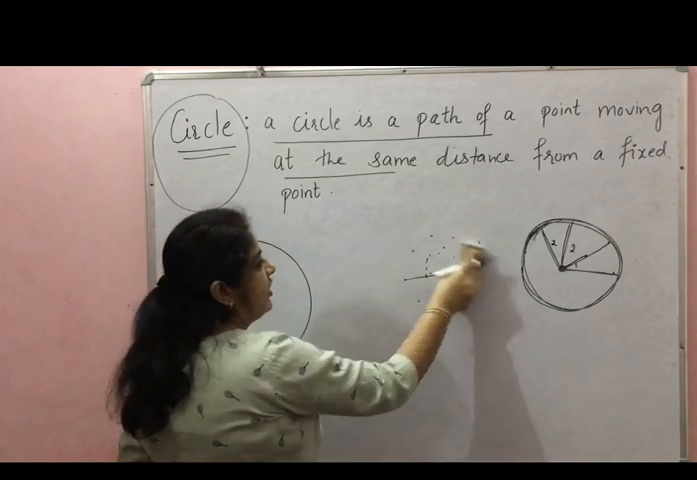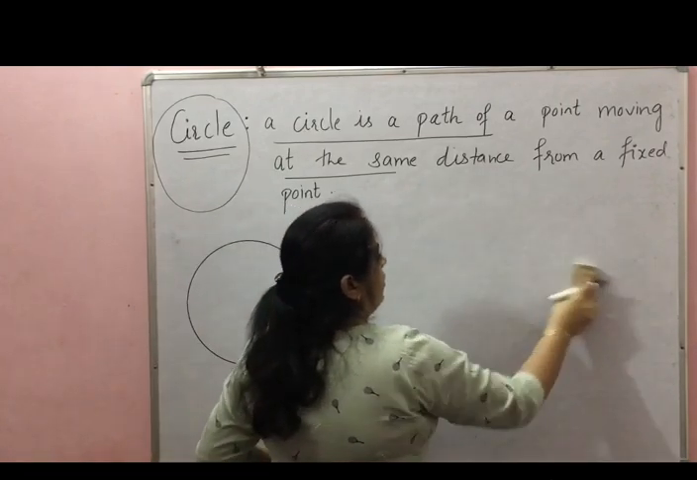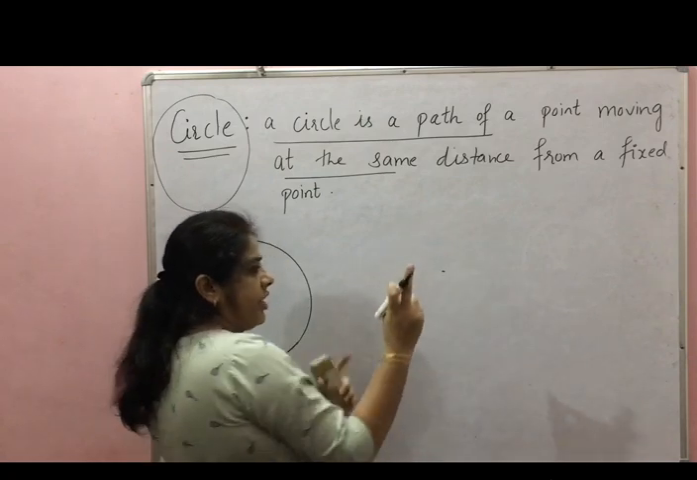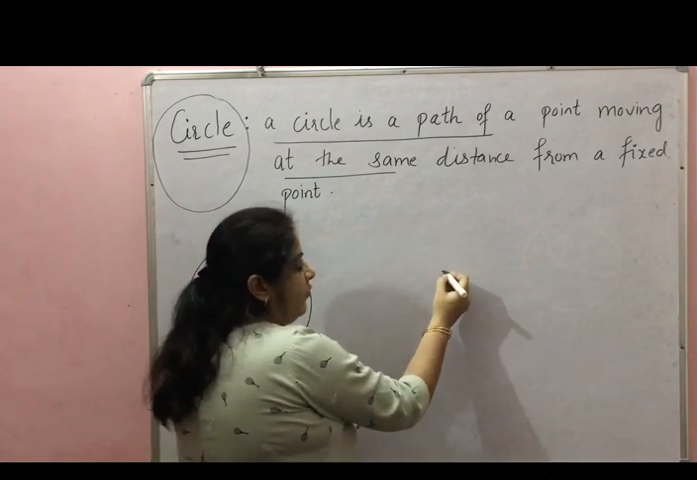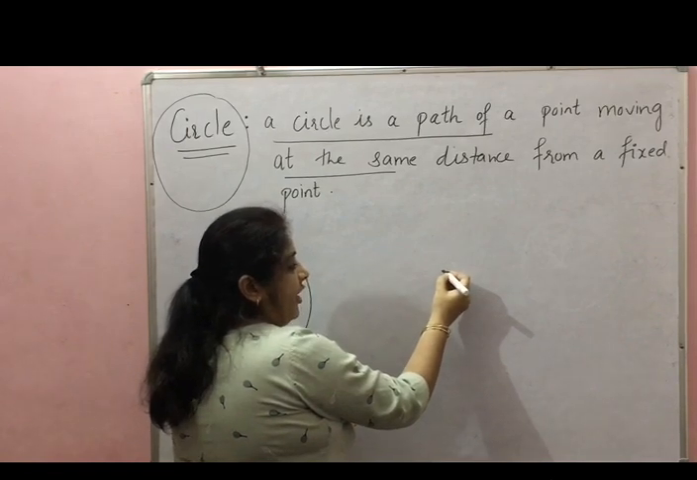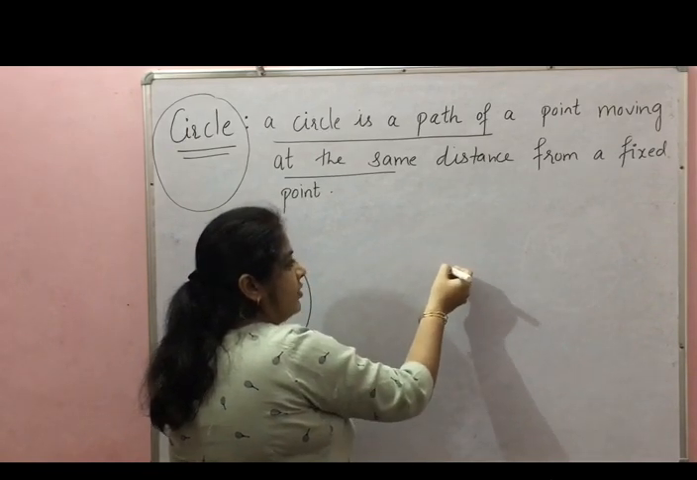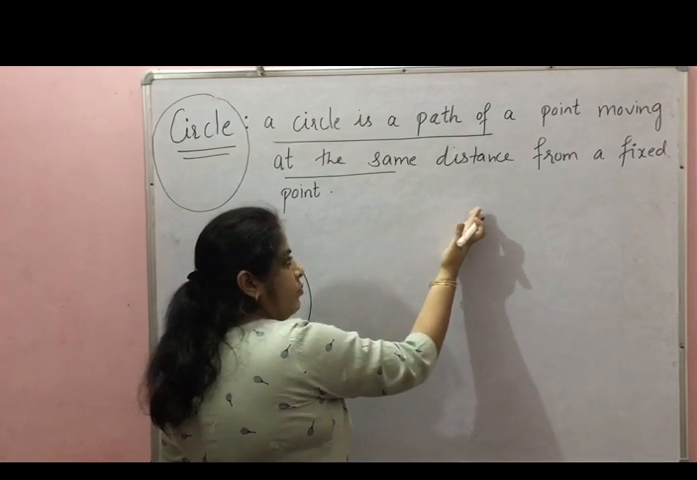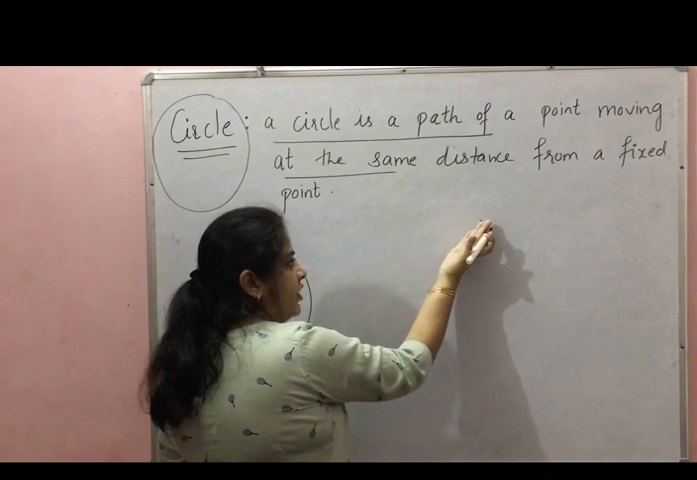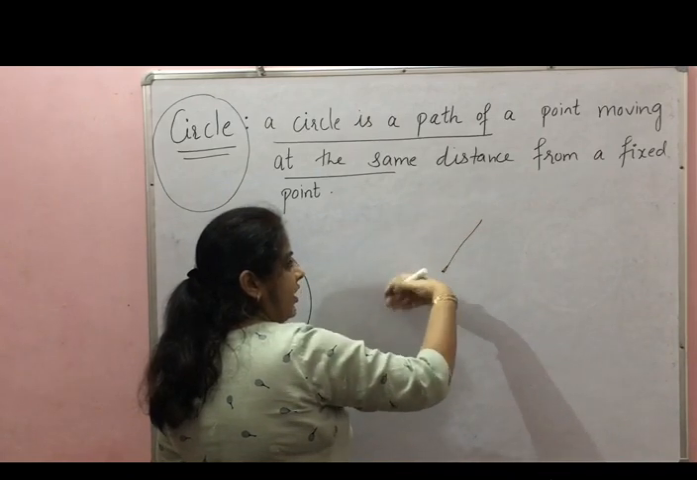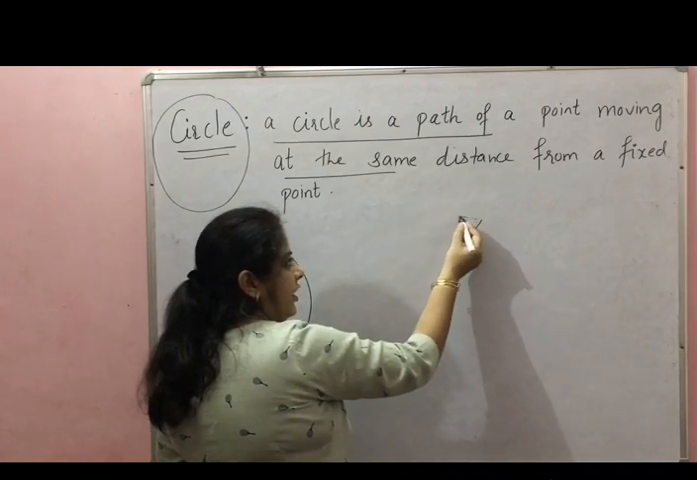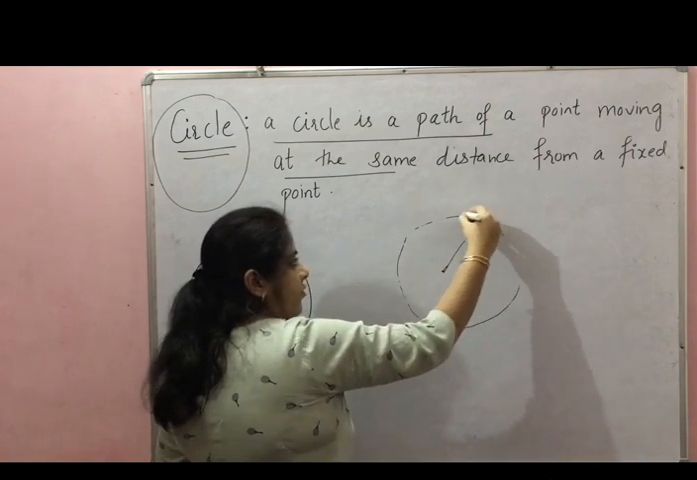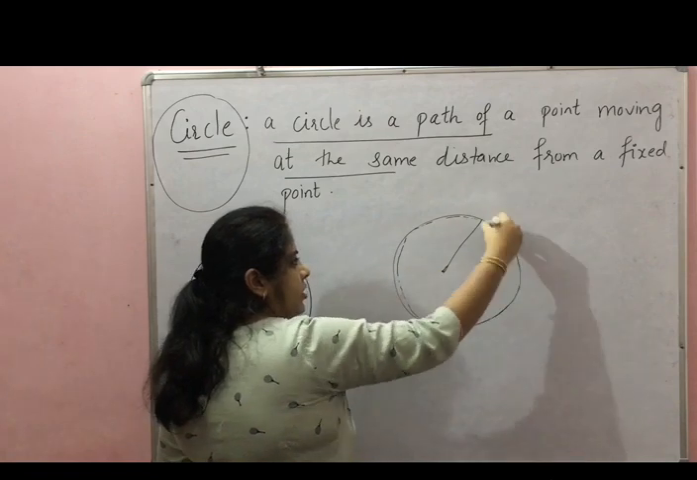Or another way we can say, suppose you have a fixed point and you have taken a thread of a fixed length. If you attach the thread here, keep it fixed here, and move the thread around, then this path will form a circle.